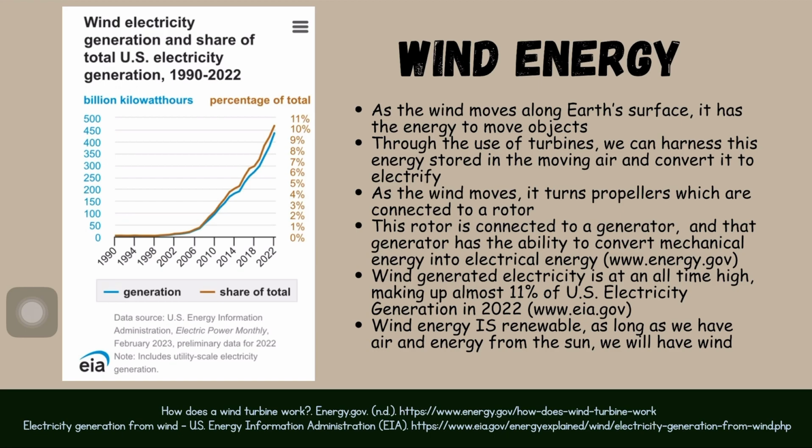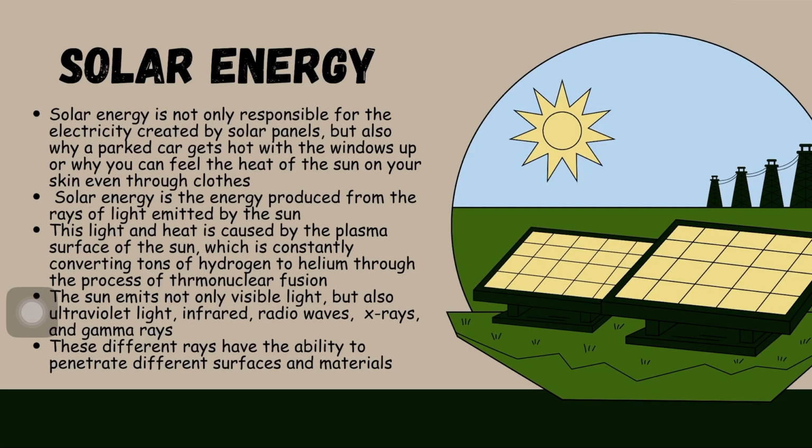The second kind of energy that I highlighted was solar energy. So solar energy, energy from the sun, of course, we know it as being collected in solar panels, but solar energy is also why a parked car gets hot with the windows up, or why you feel the heat of the sun on your skin even through clothes. Solar energy is the energy produced from the rays of light emitted by the sun. This light and heat is caused by the plasma surface of the sun, which is constantly converting tons of hydrogen to helium, something like hundreds of tons per second, through the process of thermonuclear fusion.